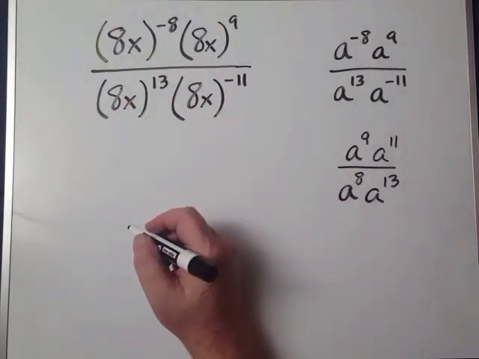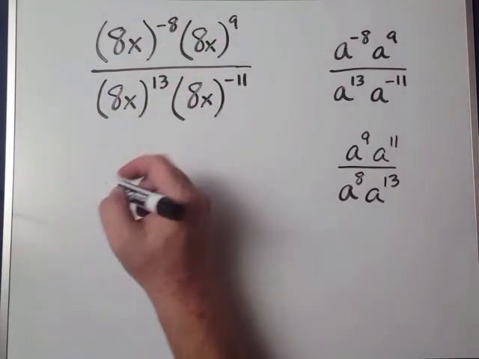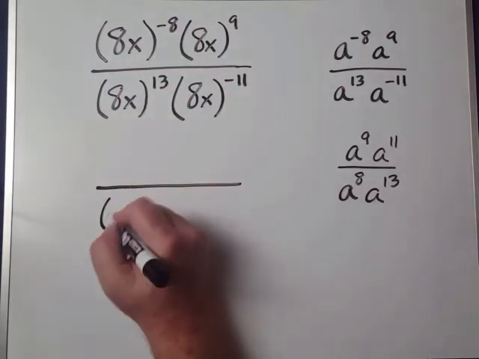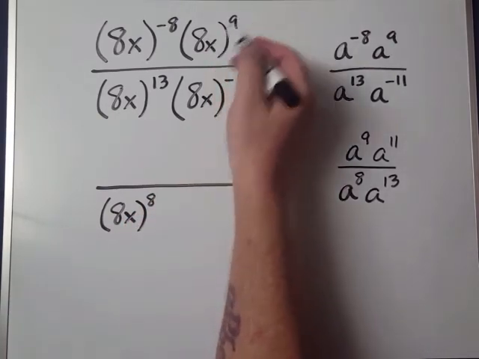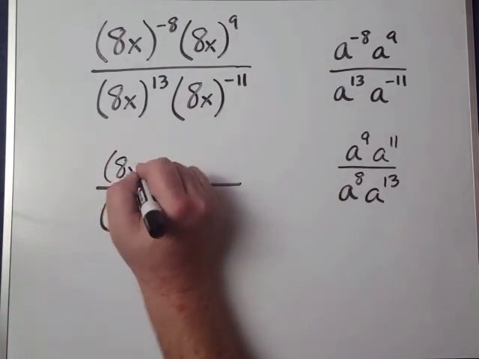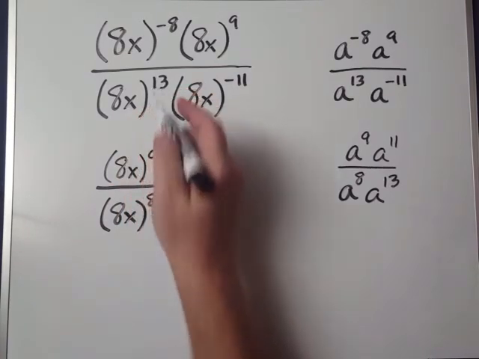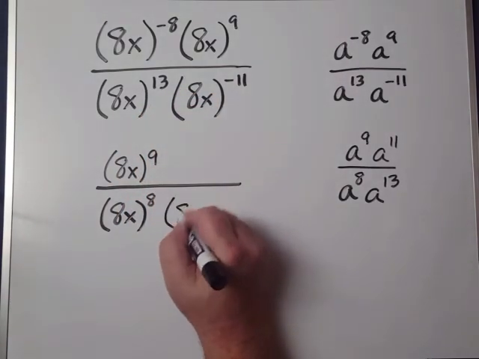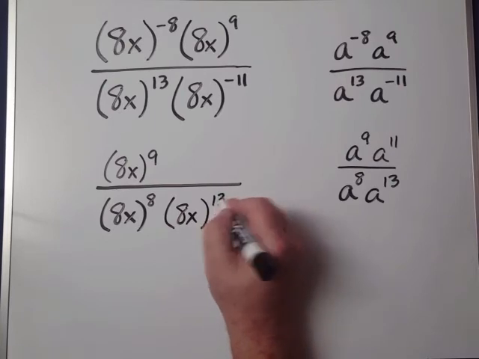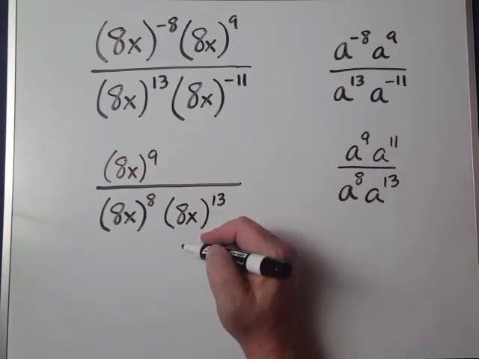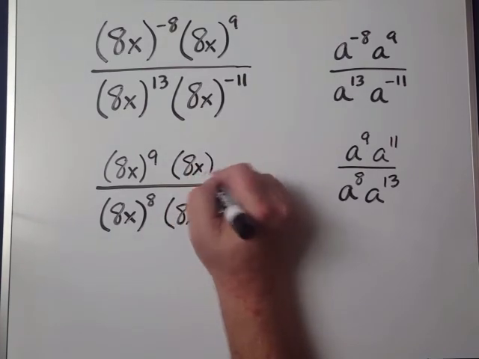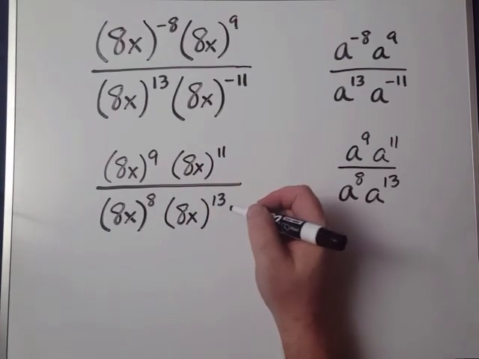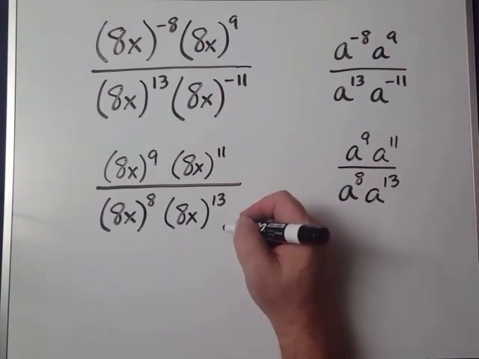That's exactly what I'm going to do here. This base to the negative 8 in the top becomes this base to the positive 8 in the bottom. This base to the positive 9 stays in the top. This base to the positive 13 remains in the bottom. This base to the negative 11 in the bottom becomes this base, the whole 8x, to the positive 11 in the top. And I think we can finish this in one step.